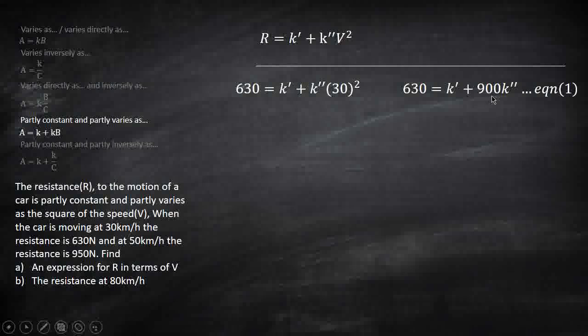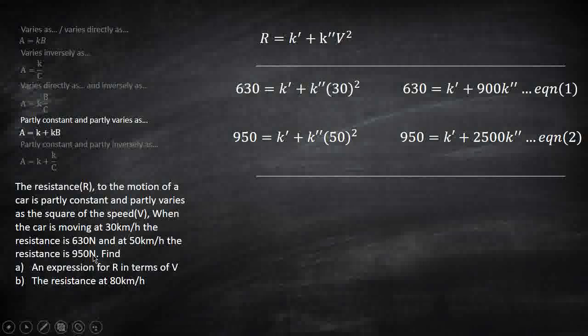We set that equation aside and take the second one. When the speed is 50, the resistance is 950. So we substitute that too. 50 squared is 2500. We simplify and get another equation. Now we have the first equation and the second equation with the same unknown constants. So now we can solve them simultaneously, using either the elimination method or the substitution method.